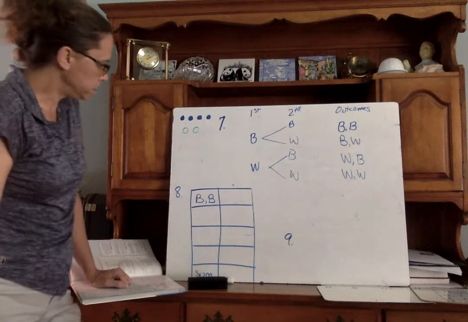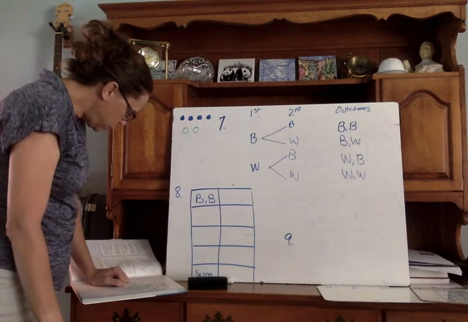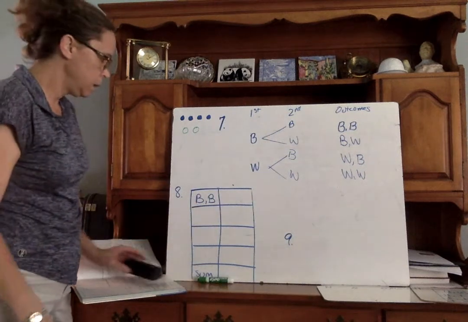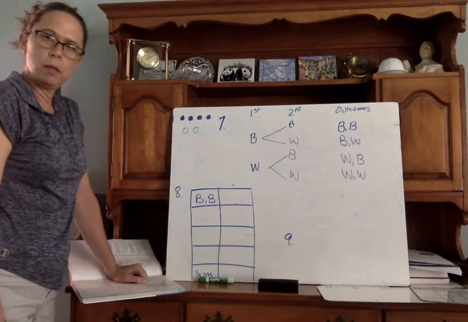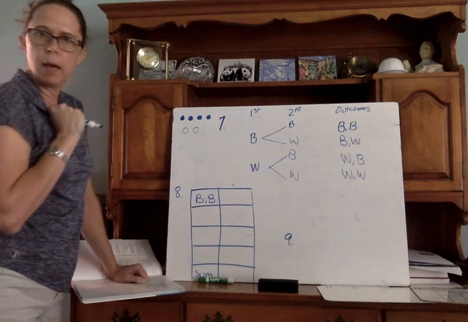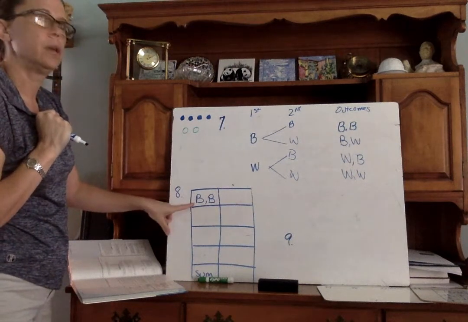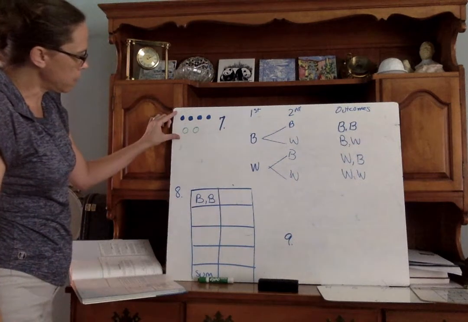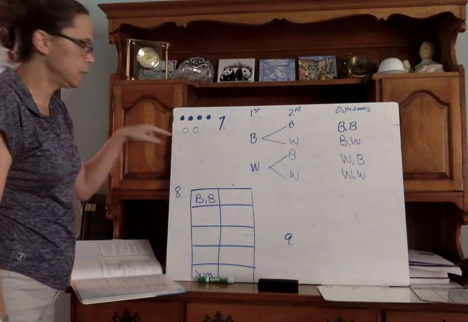Now, number 8 says we're going to start completing our table. Let's think about this. In this experiment, when I draw my first marble out of the bag, I'm not putting that marble back in the bag before I draw the second marble out. So let's think about our first outcome, blue with a blue. I'm going to reach in and grab a marble out of the bag. What's the probability I can grab a blue? Well, 4 out of 6, which is 2/3, right?